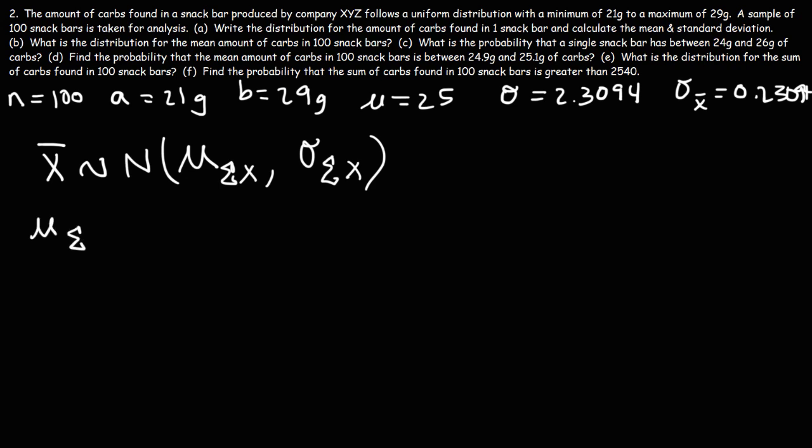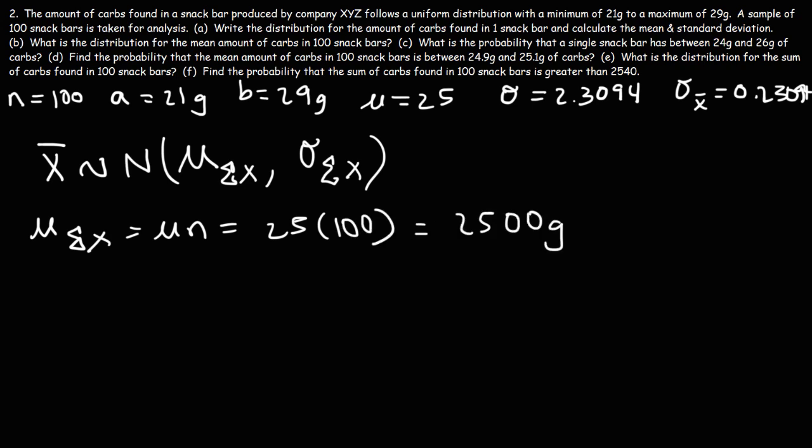Now the mean value of the sum of all the carbs in 100 snack bars. If one snack bar has 25 grams of carbs, how many grams of carbs do you expect to be in 100 snack bars? It's going to be the mean times n, the sample size. So we have 25 grams in one snack bar times 100 snack bars. We should have a sum of 2,500 grams of carbs in 100 snack bars.